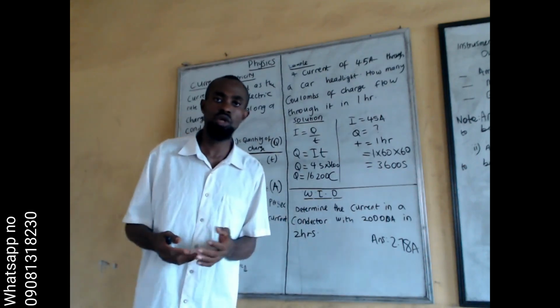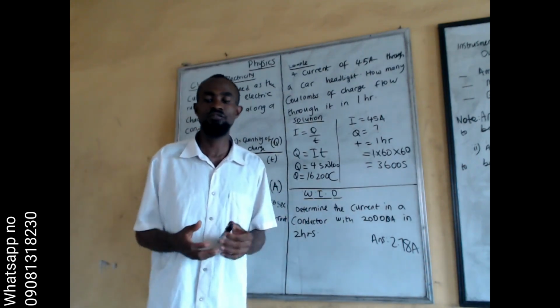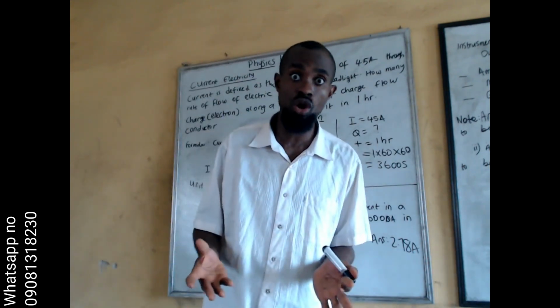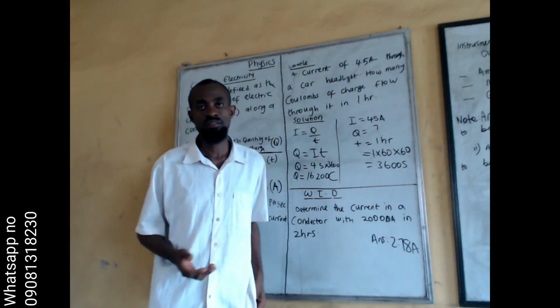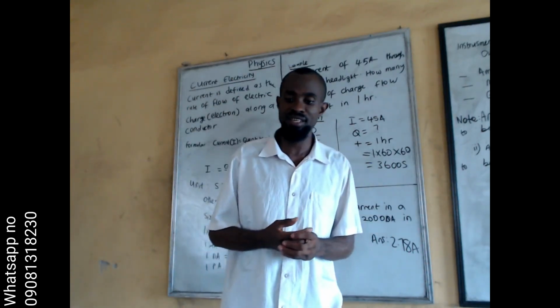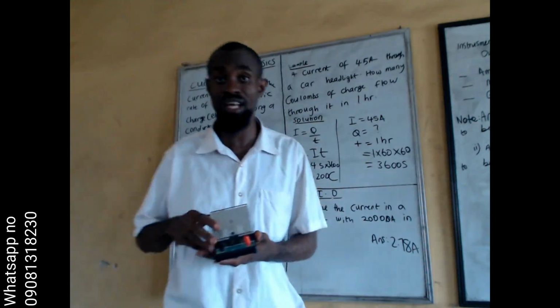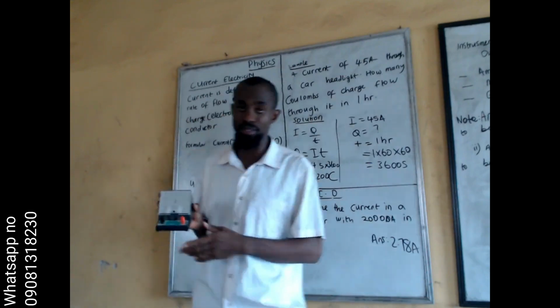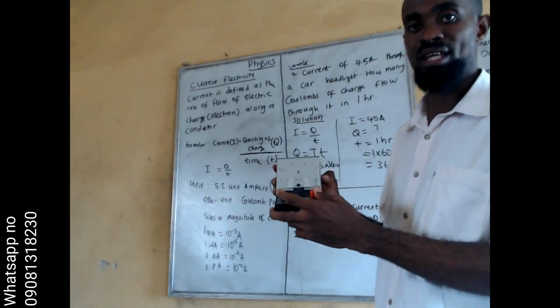Now, when currents are flowing through a conductor, there are devices specially designed to measure these currents. Well, the first device is the ammeter. Here what we need is a device called an ammeter. This is an ammeter. It is designed to measure current.